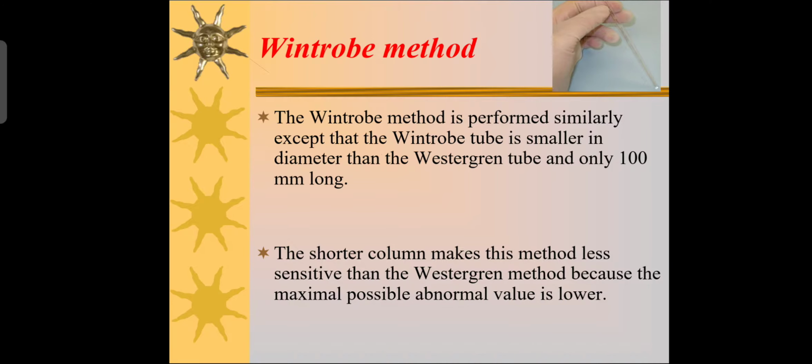Wintrobe's method is similar, except that the Wintrobe tube is smaller in diameter than the Westergren's pipette and only 100 millimeter long. The shorter column makes this method less sensitive than Westergren's method because the maximal possible abnormal value is lower. So that is Wintrobe's method.